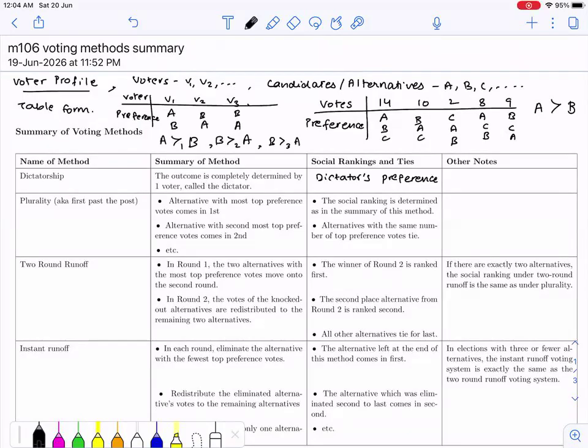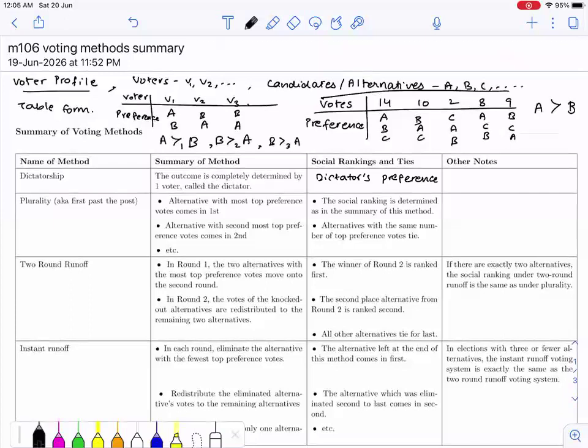Okay. Then we have something called plurality. We'll, of course, go over examples for each of these methods, but for now, let's just talk about how it works, and then we'll see examples. Okay, so for plurality, you only look at the top preference. So the candidate or alternative with the most top preference votes comes in first. The one with the second most top preference votes comes in second, and so on.